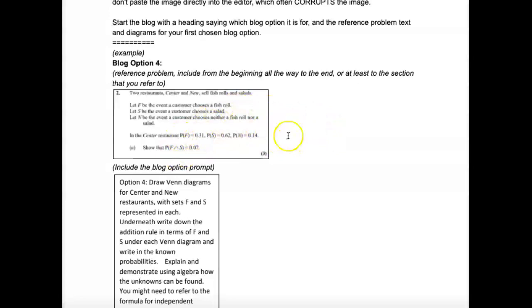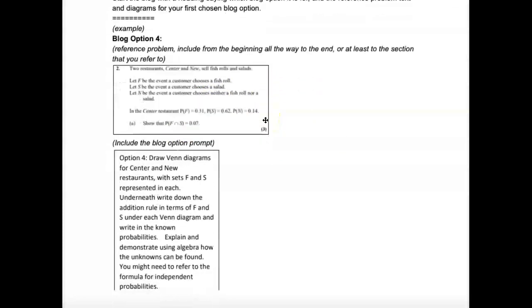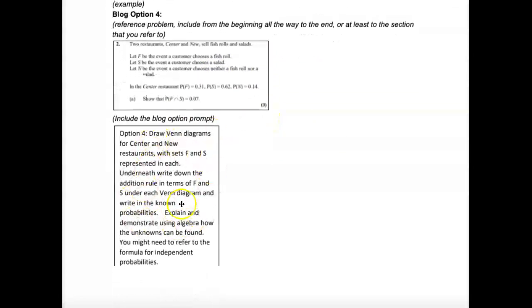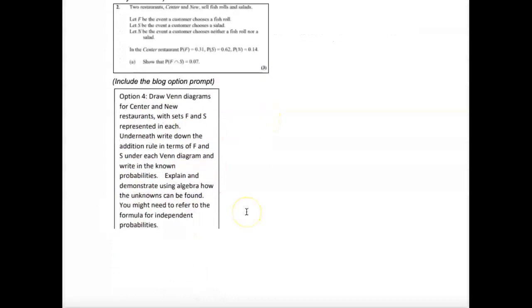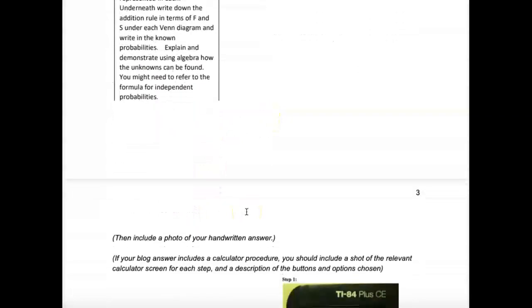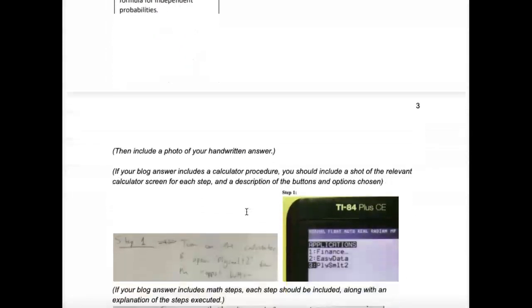And if you really can't figure it out, just put in the whole problem. Okay, then you put the blog option prompt, and so you put the whole thing here. Okay, and then you put your answers, okay?